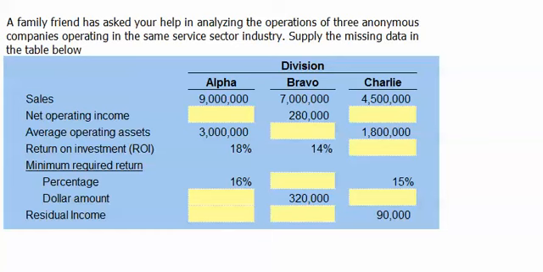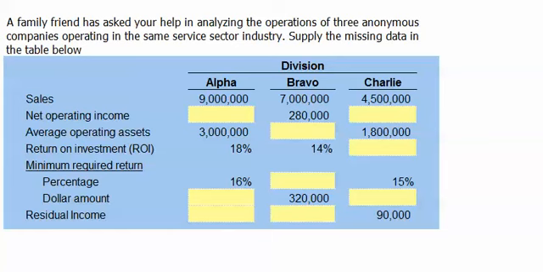A family friend has asked your help in analyzing the operations of three anonymous companies operating in the same service sector. Supply the missing data in the table below. We've got three divisions, the Alpha, Bravo, and Charlie division. Let's begin by looking at the Alpha division.